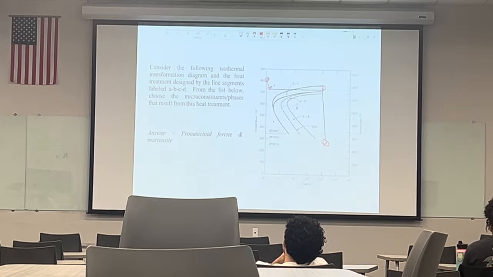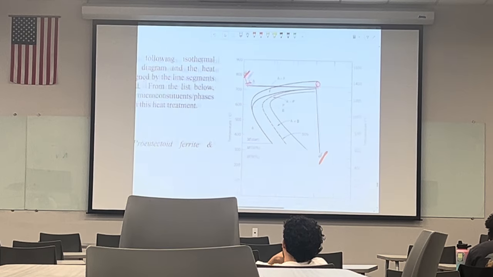So we start at point A here, and we end here. We want to know, when we are at point D, what is the microstructure of our system? So let's look at this chart together.